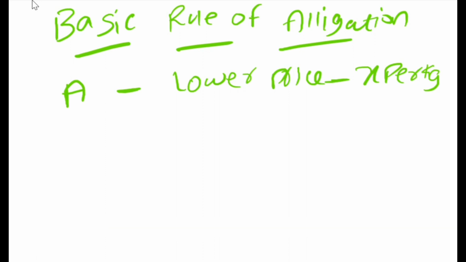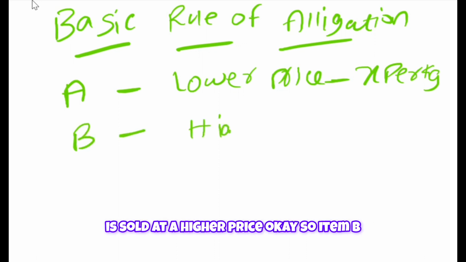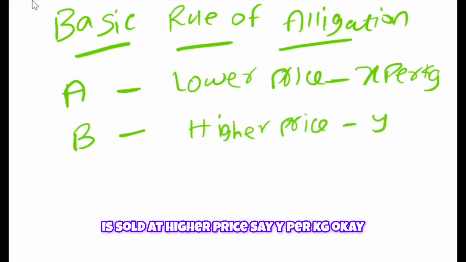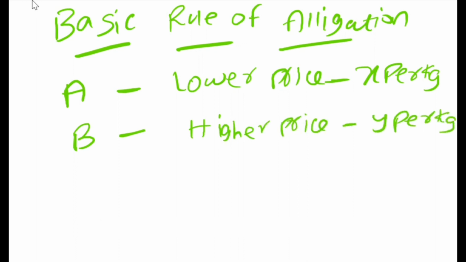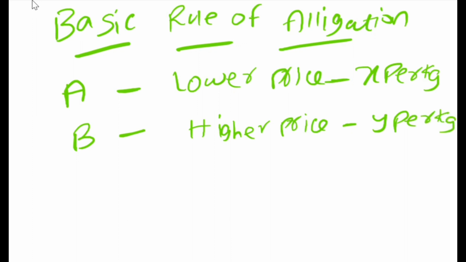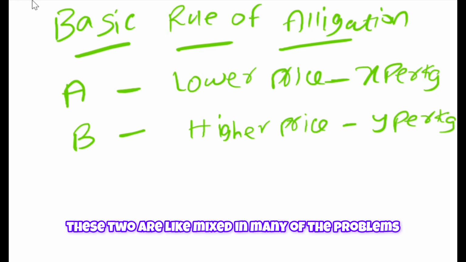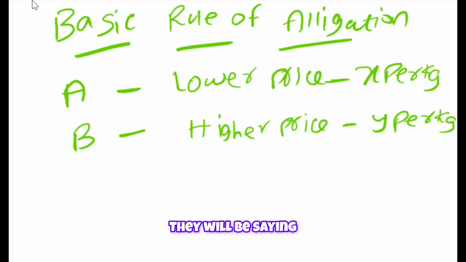And there is another item, namely B. It is sold at a higher price, say Y per kg. In order to find the ratio, in many of the problems they will say that items A and B are mixed.